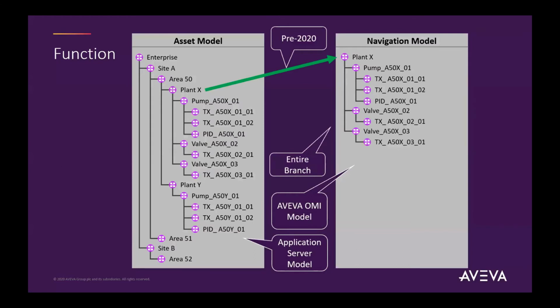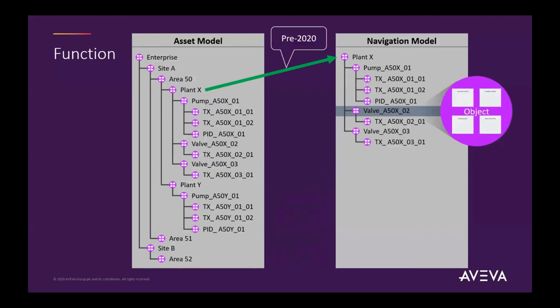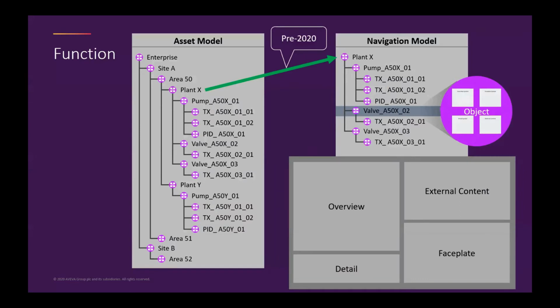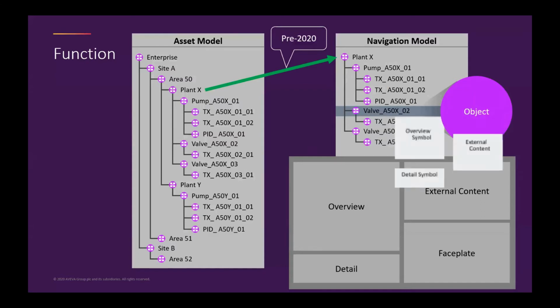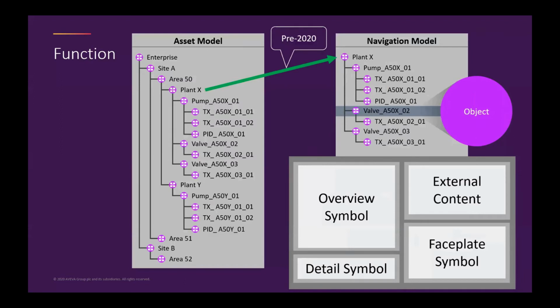Now how OMI works is if I'm in runtime and I select one of these things, so if I click on that valve, for instance, it knows that's the object, and those are pieces of content that are associated with this object. And for OMI, I build a screen and tell that screen I want to see the overview there, the detail there, the external content there, and the faceplate over there. And that makes it very easy. So if the user clicks on something, OMI just figures out what content goes where and just presents it on the screen. So you don't have to go and build multiple screens. You just build the one screen, put the layout down, and it knows how to build the stuff.